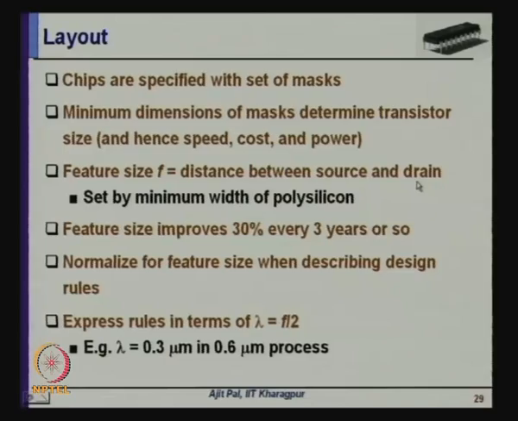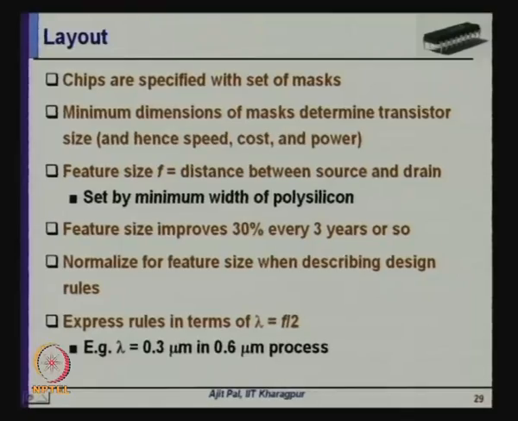A parameter known as feature size f is used, which is essentially the distance between source and drain, and it is set by the accuracy of the photolithographic technique available on that date. With the improvement of this technique, these dimensions are getting reduced gradually. Earlier you had 500 micron, now you are close to 33 micron, and this is happening because of the advancement of photolithographic and other techniques.